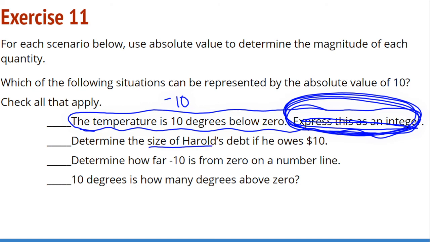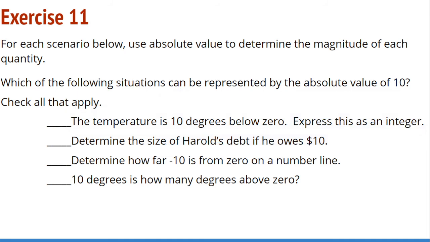Determining the size of Harold's debt, the magnitude of the debt. How big is a debt of $10? That is absolute value. We're looking at a magnitude. We're counting how far we are from 0. This first one, once again, isn't asking how far we are from 0. It's just saying, write it as -10.